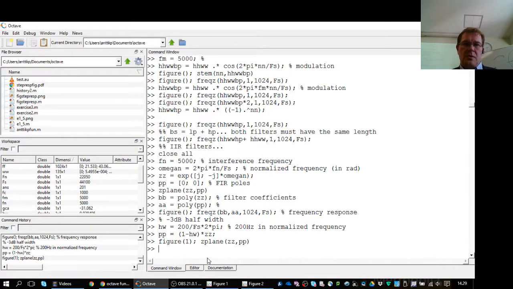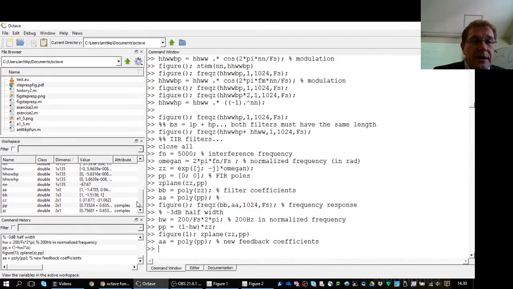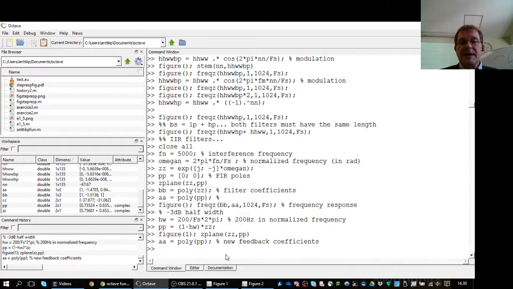All right. So we'll see what's next. Okay, the next step would be to just calculate again the coefficients. BB, actually, we didn't touch the zeros. This remained the same. But AA, we calculate again. So the feedback coefficients change, and previously those were basically 1, 0, 0, and now AA equals 1 minus 1.4705, 0.94, something like that.